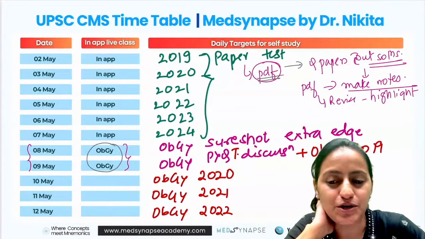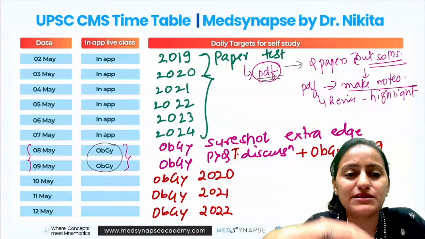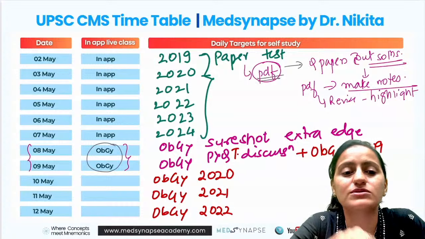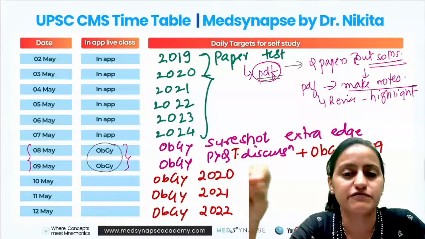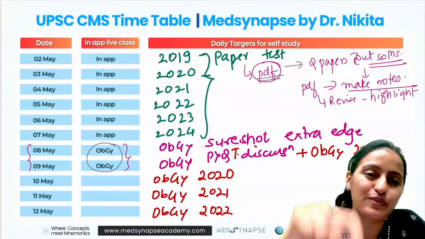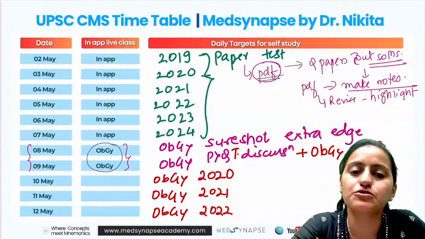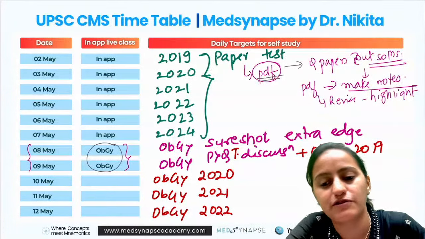The subscription. One good question: the subscription that you are taking for the UPSC CMS course is valid till 21st of July. Your exam is on 20th of July. So basically it is valid till your UPSC CMS exam, till 21st of July.